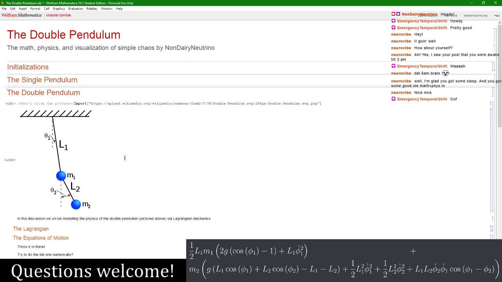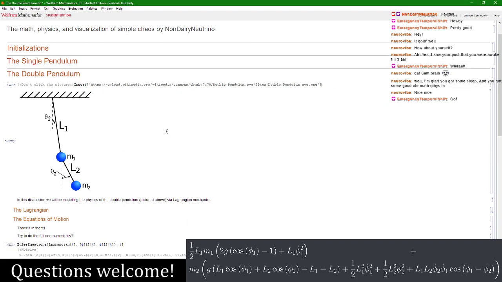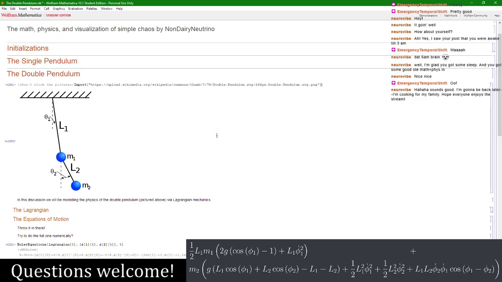We are talking about the double pendulum, which you can see right here in this very handy graphic. Thanks, Wikipedia. And so, Neuro, sounds good. I'm going to be back later, cooking for fam. Hope everyone enjoys the stream. Thanks, Neuro. I also hope everyone enjoys the stream.